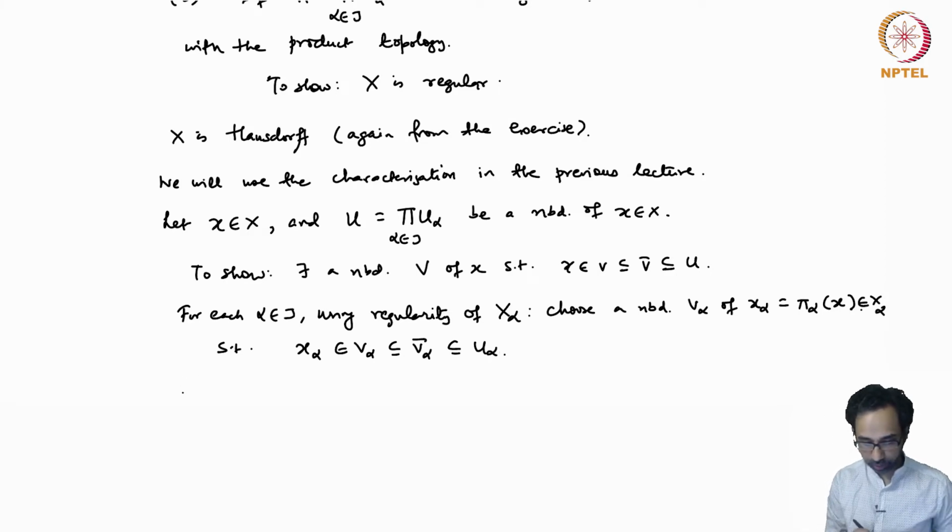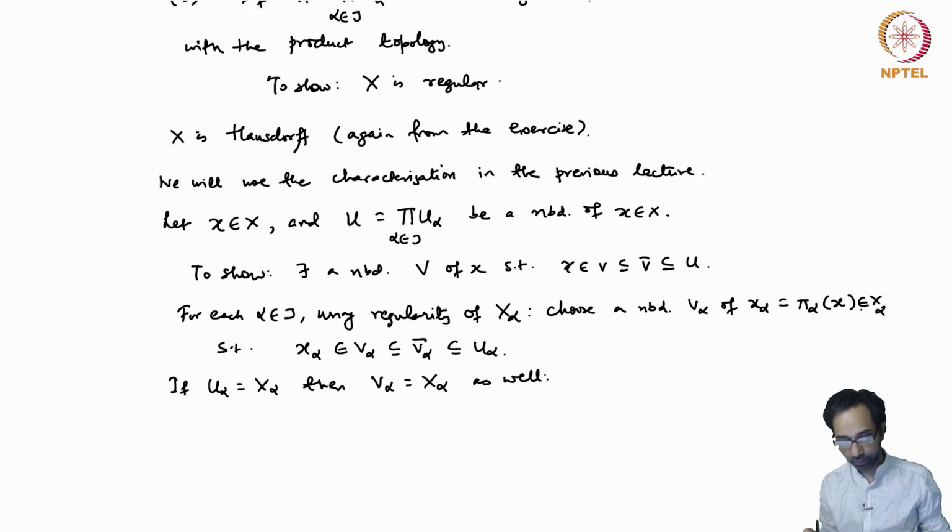So we have to be careful here, because we don't want V alpha to be a proper subset of X alpha for infinitely many alpha, or rather for all but finitely many alpha. So if U alpha is equal to X alpha, then V alpha is chosen to be X alpha as well. So this gets rid of this problem, because we only have finitely many proper subsets U alpha in the product topology. So for the rest of them, we just take V alpha to be X alpha.